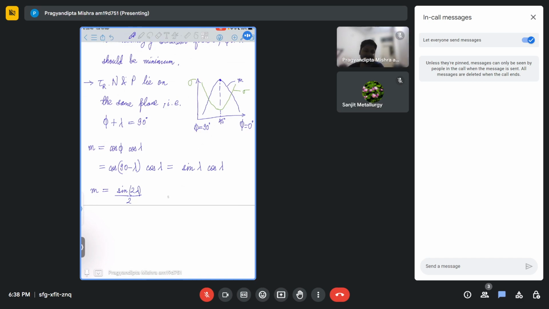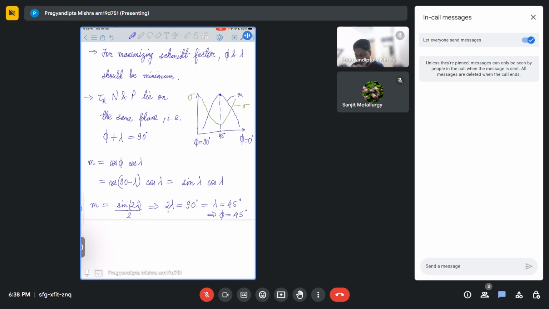Now when is sine maximum? Sine theta is maximum when theta is equal to 90, right? So 2 lambda should be equal to 90, or lambda should be equal to 45, which also implies phi should be equal to 45, as phi is 90 minus lambda. So essentially what we are saying is when lambda and phi are both 45 degrees, we will have the lowest value of sigma.